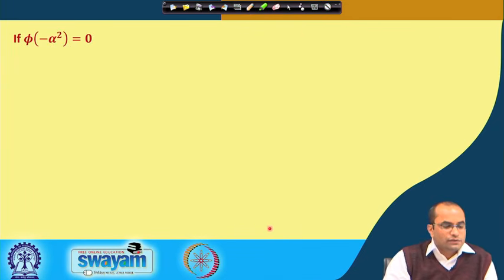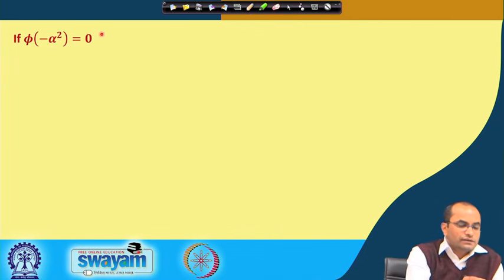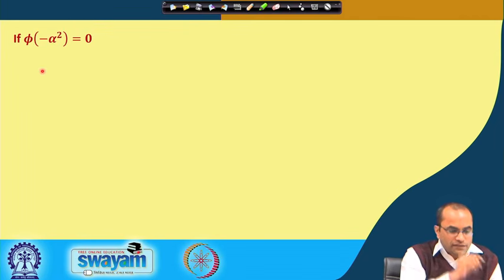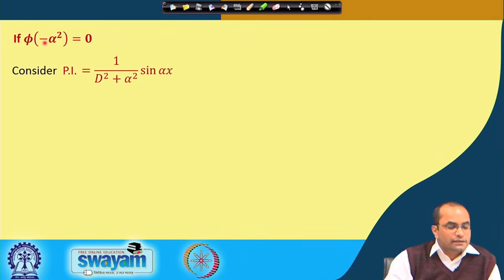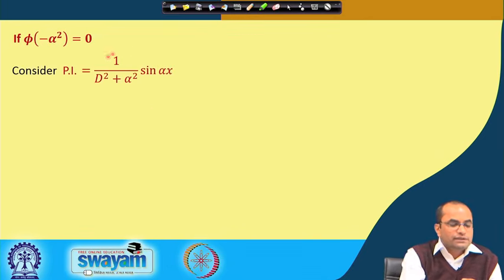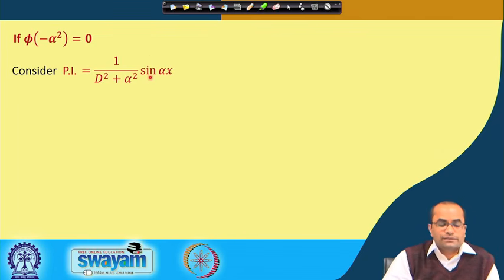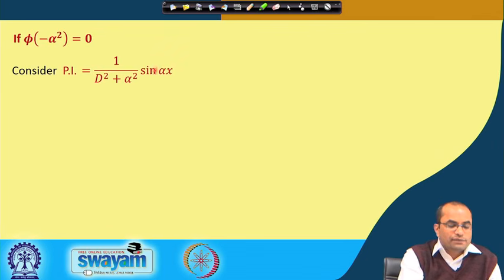So, here we have the other case, if this phi minus alpha square is equal to 0. In that case, the particular integral which we will learn now is 1 over d square plus alpha square, when operated on sin alpha x. So, here if we replace d square by minus alpha square, this is becoming 0.